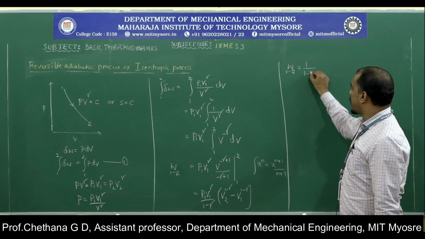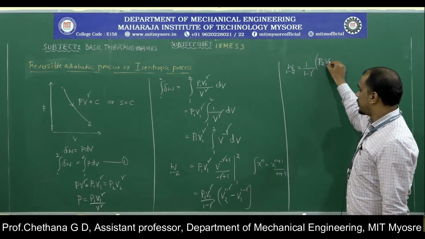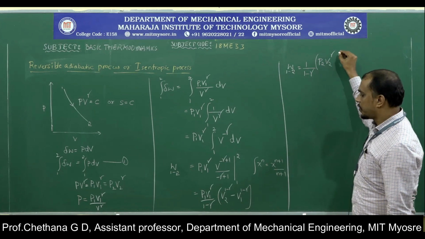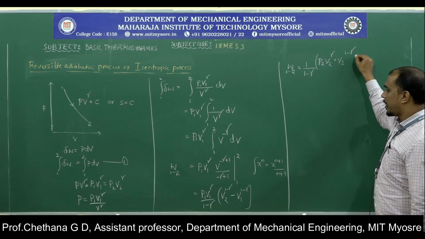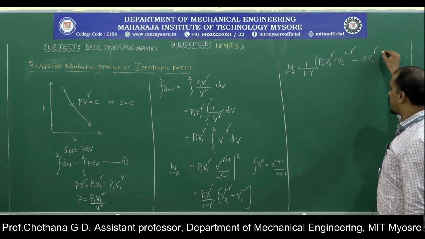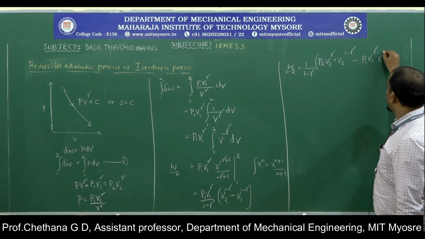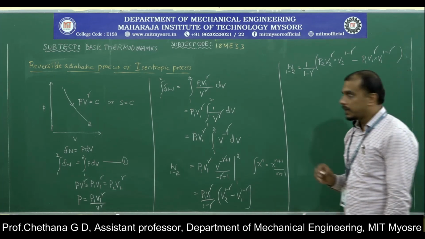1 by 1 minus gamma I will keep it outside, then multiply. While multiplying with the first term, I will keep this as P2 V2 power gamma, then V2 power 1 minus gamma is always there. Then while multiplying to the second term, keep it as P1 V1 power gamma, then V1 power 1 minus gamma is there. So we have not changed the meaning of the equation.